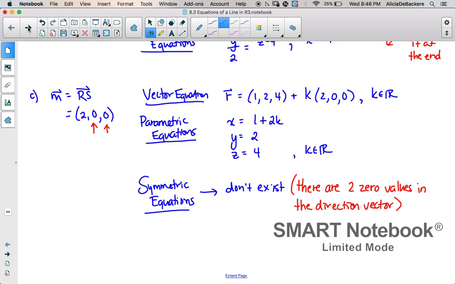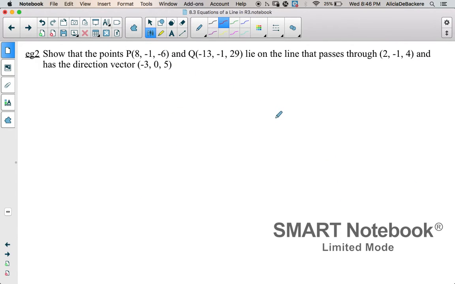All right, so moving on to the next example, we're going to take a look at 2 points. We're going to show that these 2 points, P and Q, lie on the line. So what do we know about the line? We know that the line passes through the point 2, -1, 4, and it has the direction vector -3, 0, and 5. So we're going to check both of these points and see if they lie on this line.